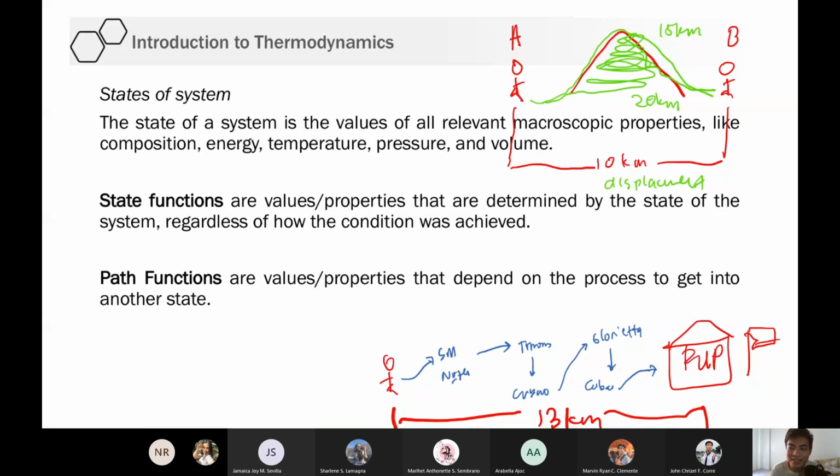So, yun yung distance. Path function yun, kasi yung distance na travel ko, depende kung ano ginawa ko. Pero yung state function, wala siyang pake. Ano ginawa mo? Mahalaga na achieve mo yung dulo. Okay? Yun yung state function and the path function. Okay? So, ayun.